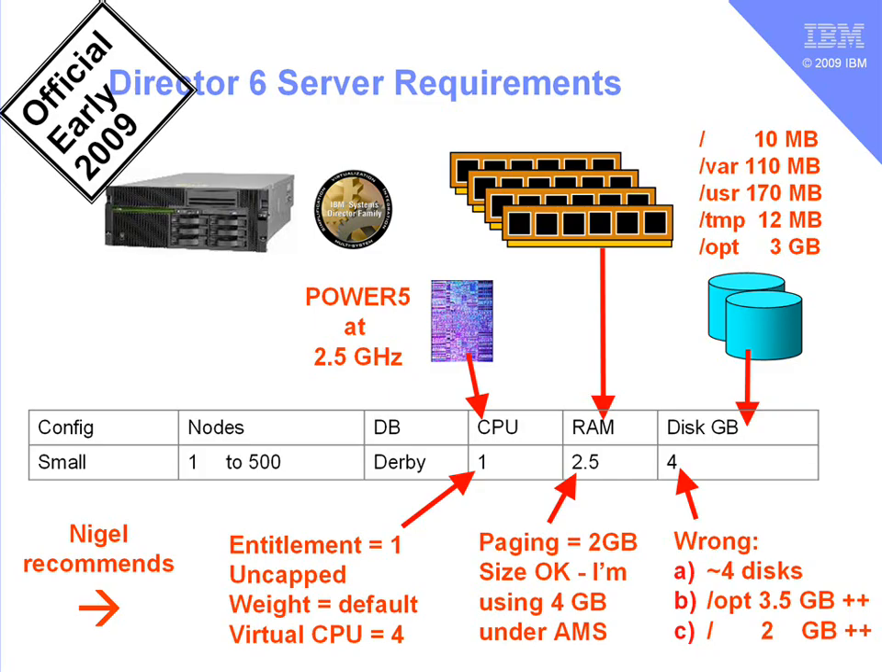On the disk space, I'm afraid there's a couple of mistakes in here. First of all, I've often seen Director hammering a single disk at 100% for 10 or 20 minutes at a throw. So I strongly recommend that, although it says 4 gigabytes of space, in actual fact you need more spindles than that. 4 gigabytes looks like one tiny little disk, but you need a number of disks to actually get the I/O rate up.